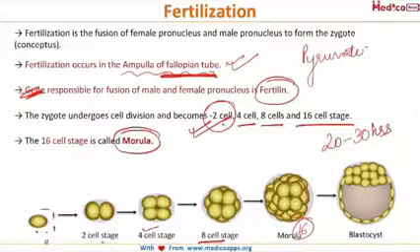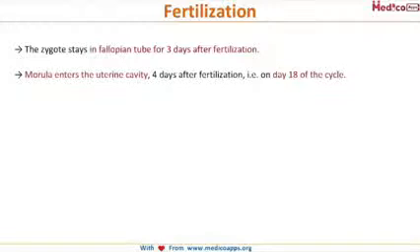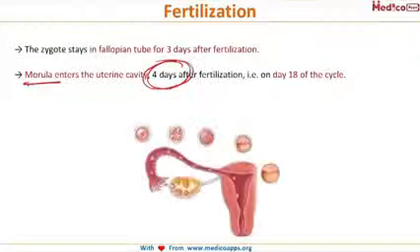So, when does this zygote enter the uterus? It is on the 4th day of fertilization. That is, after travelling for 3 days in the fallopian tubes, the morula enters the uterine cavity on 4th day of fertilization. And the same thing has been depicted in this diagram. You can see the cell division continuing as well as the movement of the zygote towards the uterus.